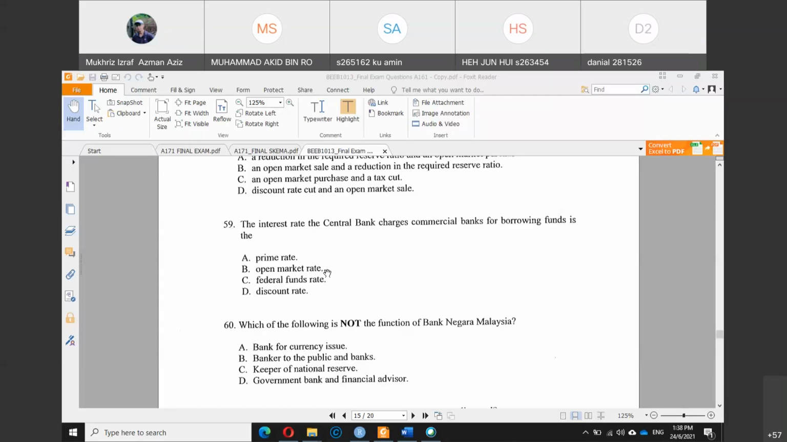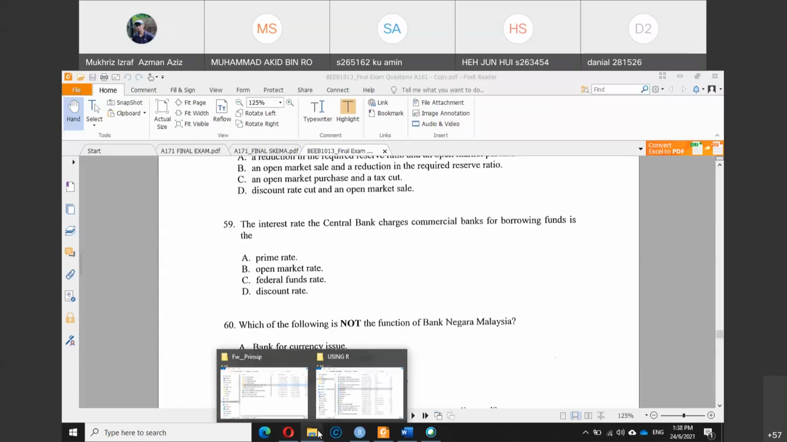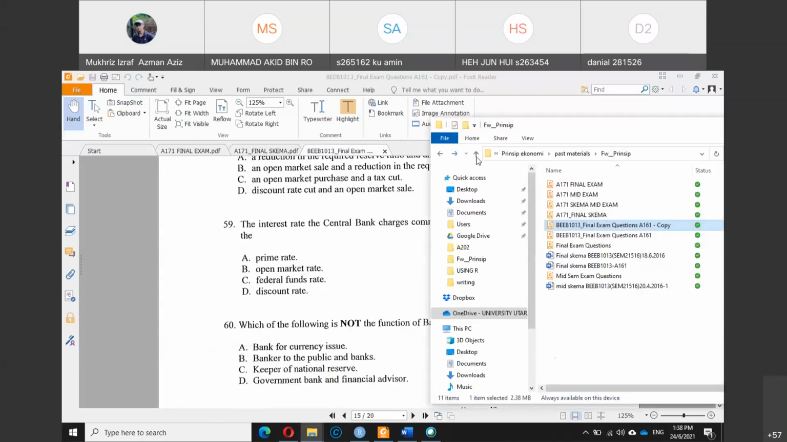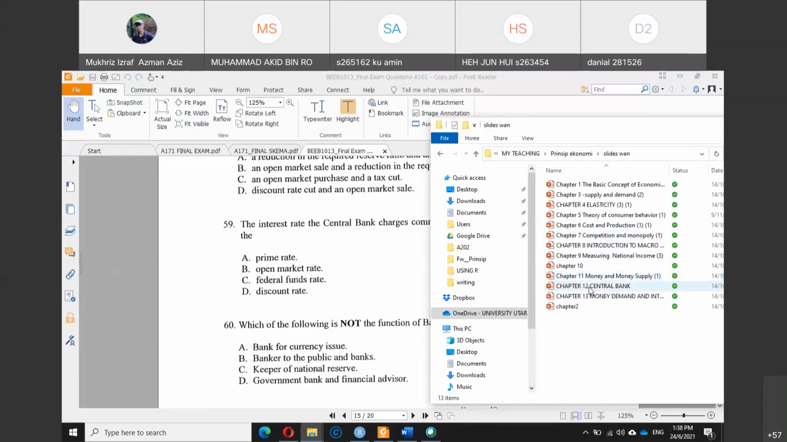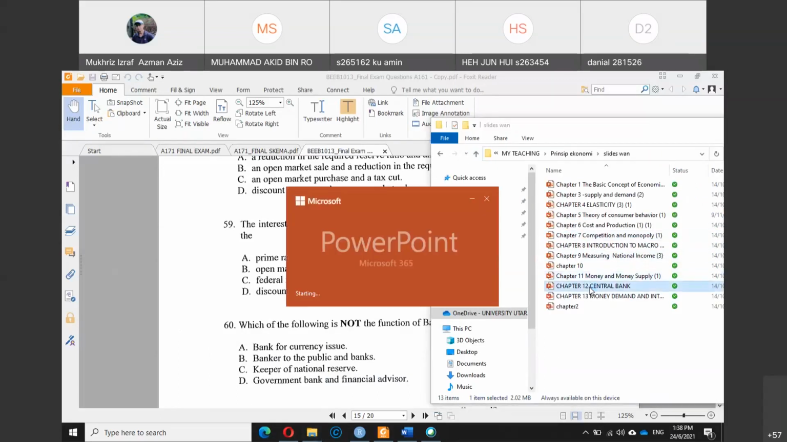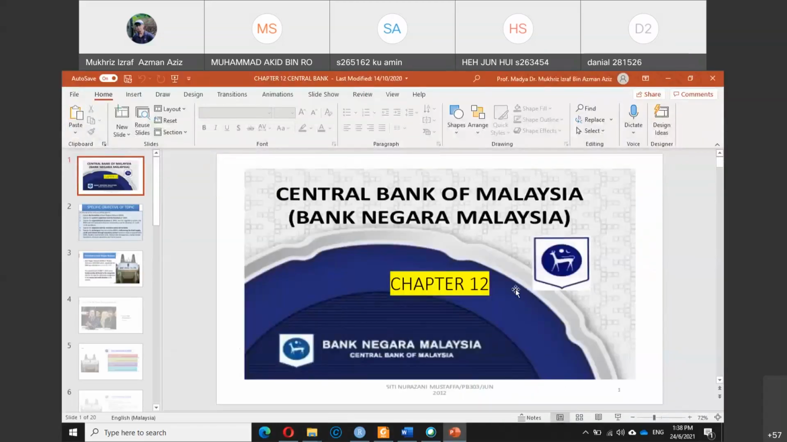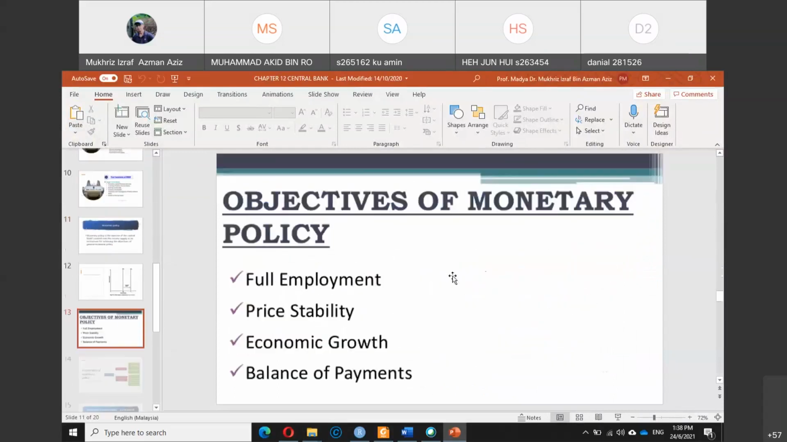Go check your notes, your slides from chapter number 12 and see what is the name of the interest rate that the central bank charges the commercial bank.